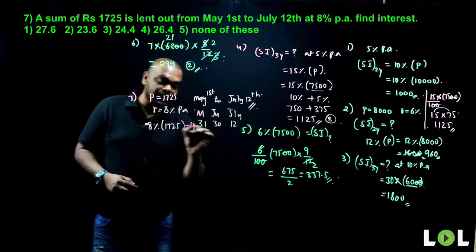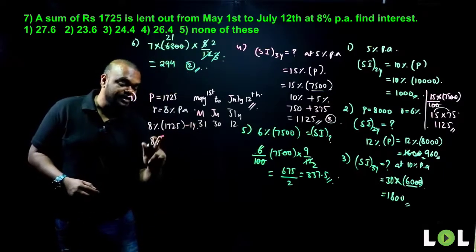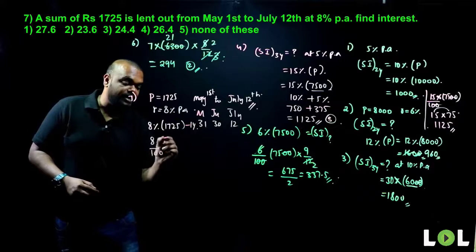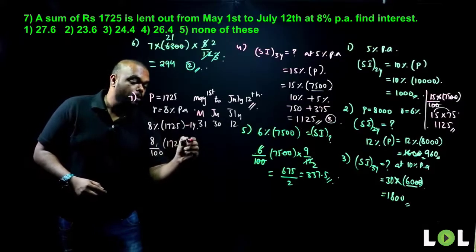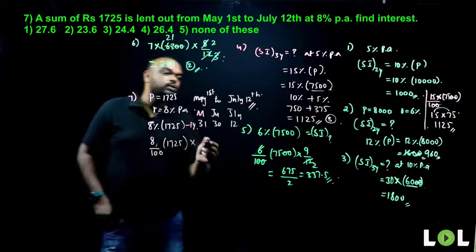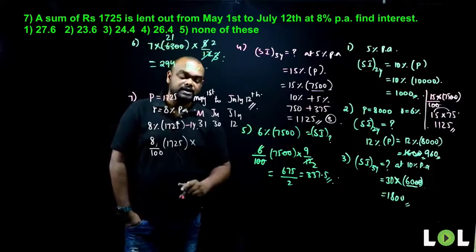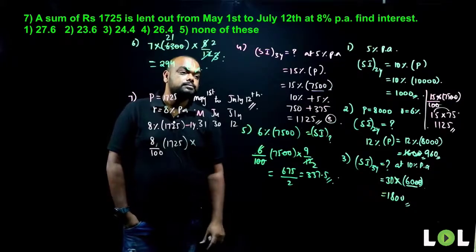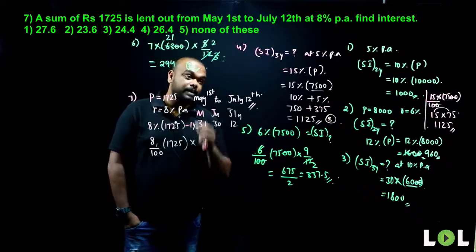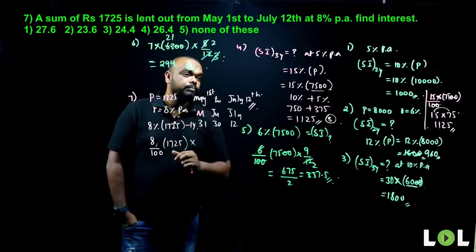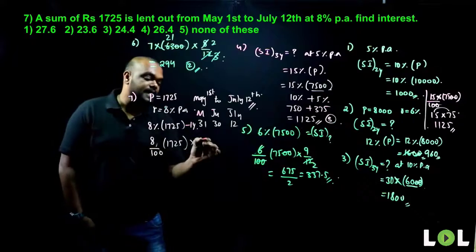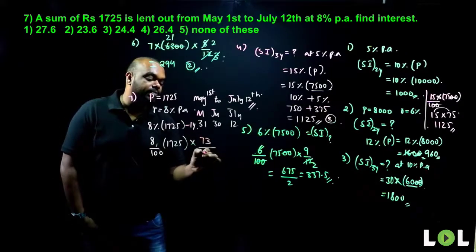This is for 1 year. But I want for 73 days. 8% means 8 by 100 of 1725. What should I multiply with? You tell me now. What should I multiply with here? Everybody. Good. What is it? 73 divided by 365.